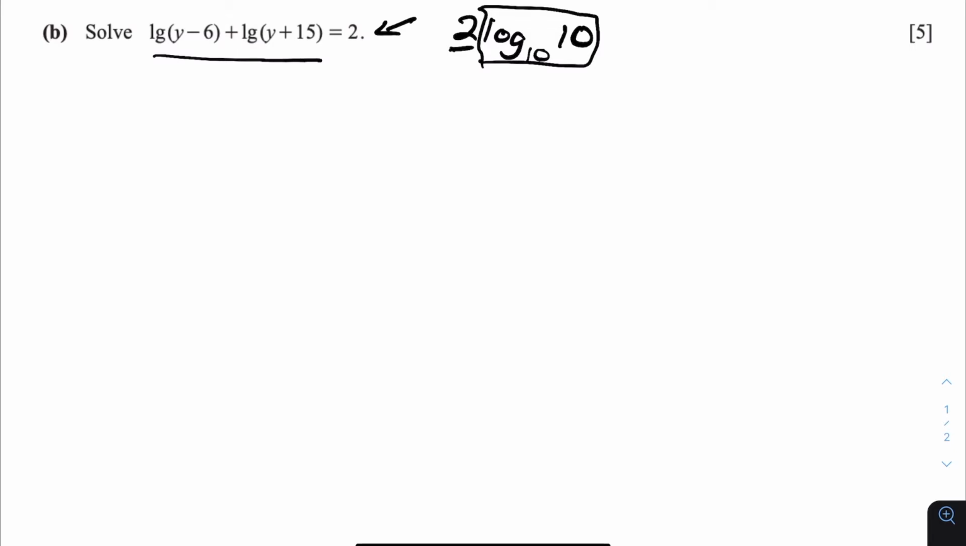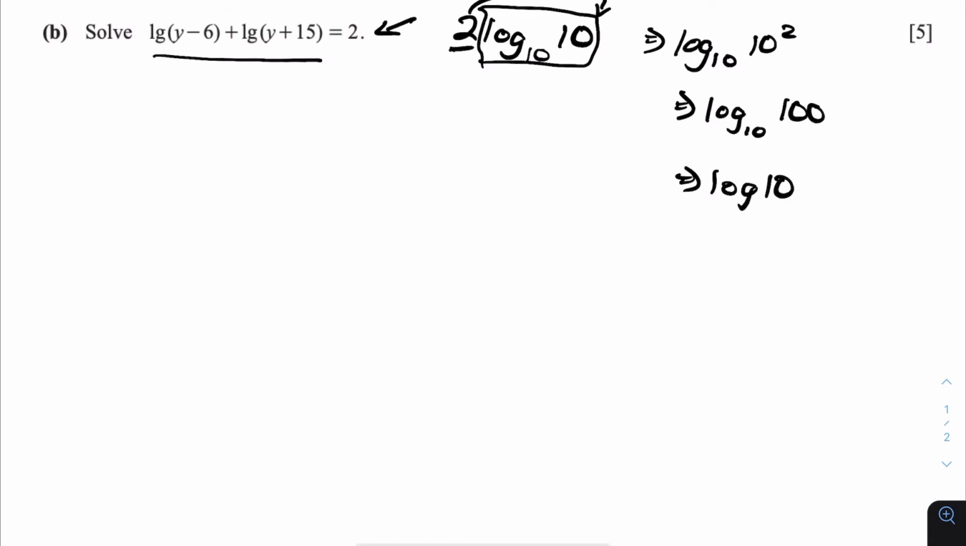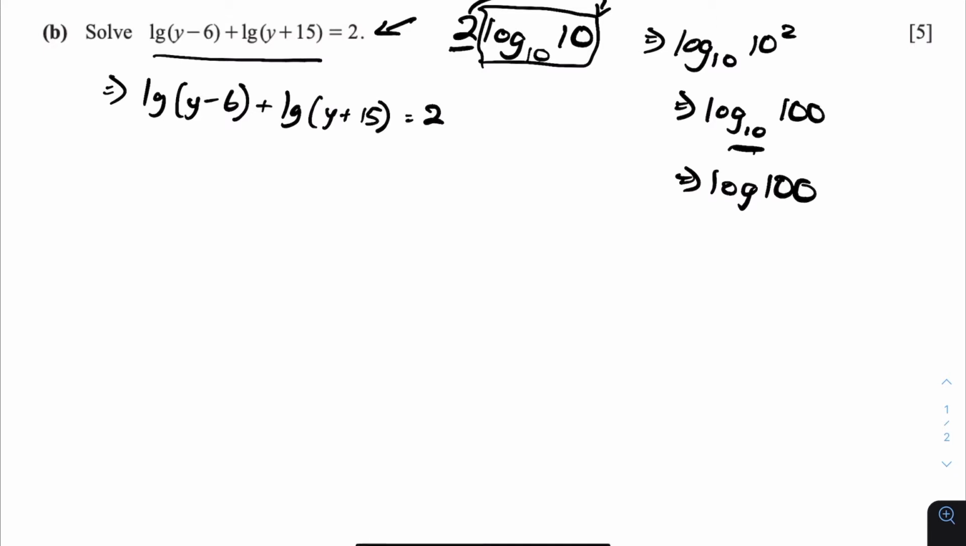That's another way of writing it, which can be rewritten with the law of logarithms as log 10, 10 squared, which is equal to log to the base 10, 100, which is the same as log 100, because remember that if the base isn't specified, it's automatically to the base 10. So this is rewritable as lg, because that's how they've written it here. And if you remember, lg is just the same as log.